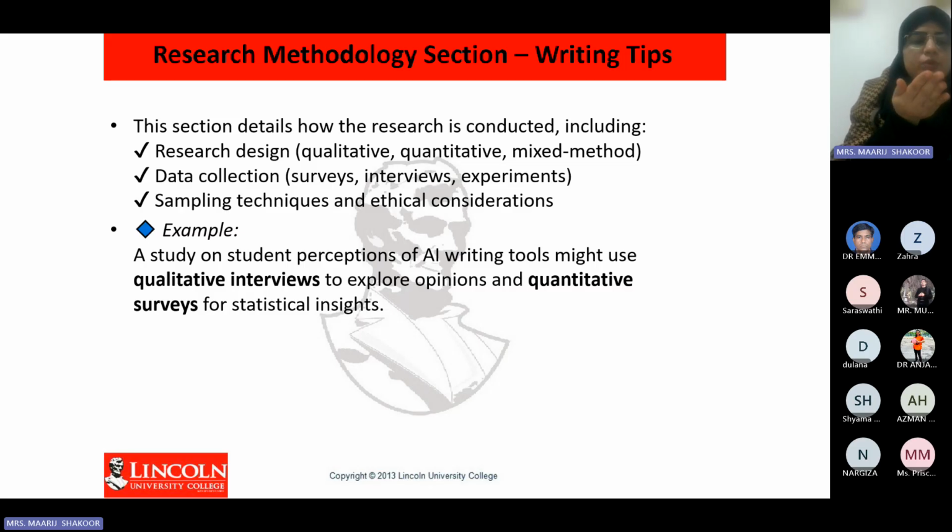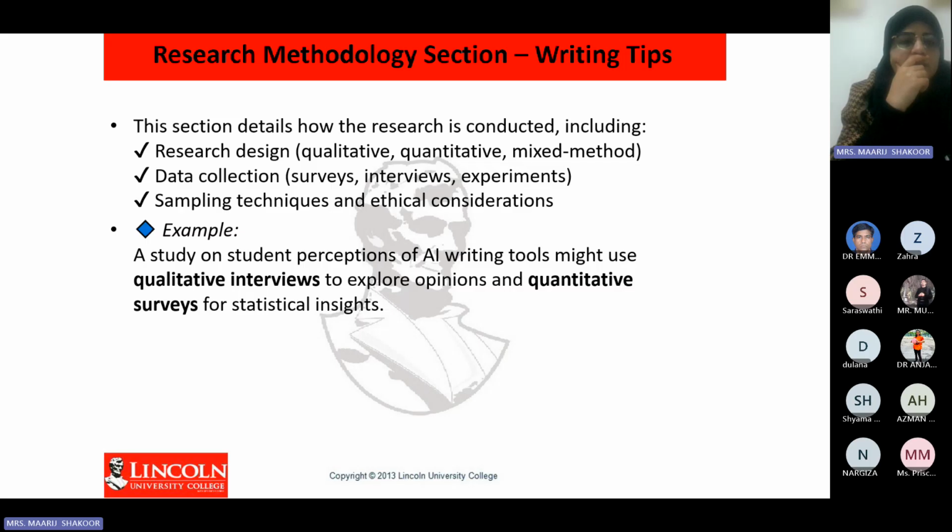What is the mixed method approach? You have to choose both quantitative and qualitative in your research. Data collection: surveys, interviews, experiments, how you are going to use data collection. Sampling techniques and ethical consideration, yes.